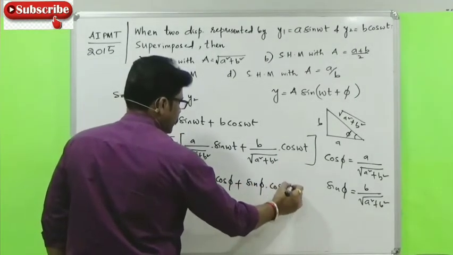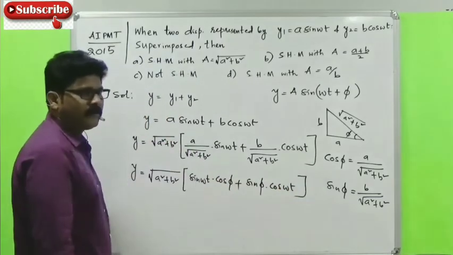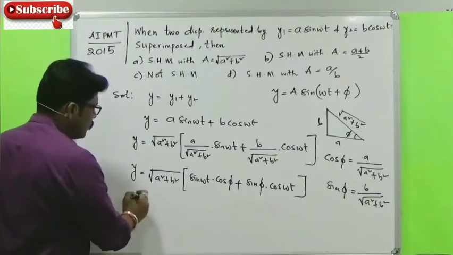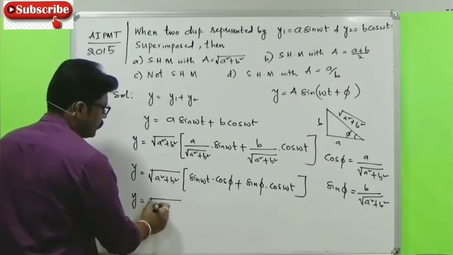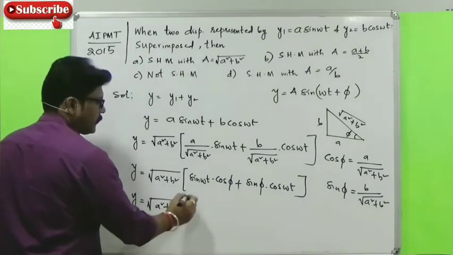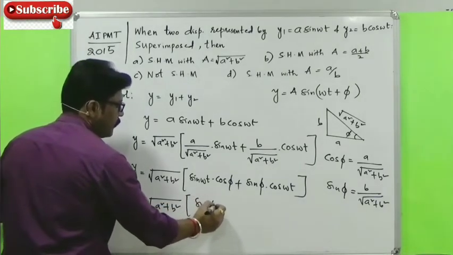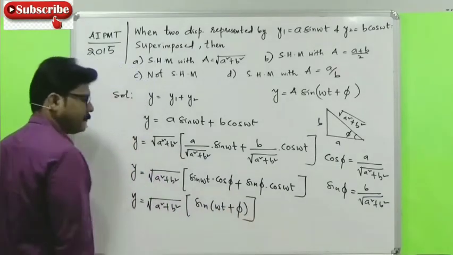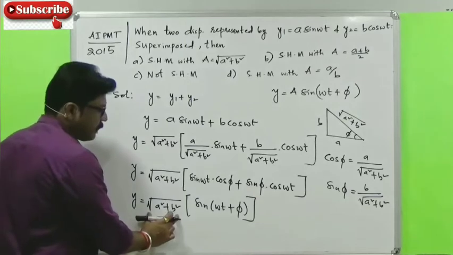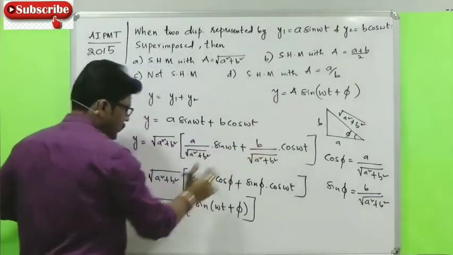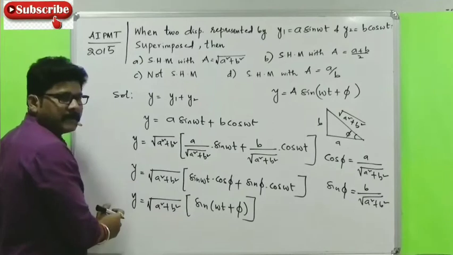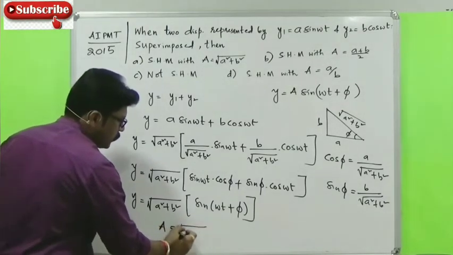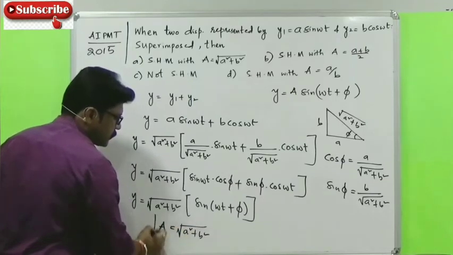Now can you tell me this is in the form of sin of A plus B? So y is equals to under root of A square plus B square into sin of omega t plus phi. That means this is having amplitude. If you compare this equation, A is nothing but under root of A square plus B square. Here our amplitude is nothing but under root of A square plus B square.